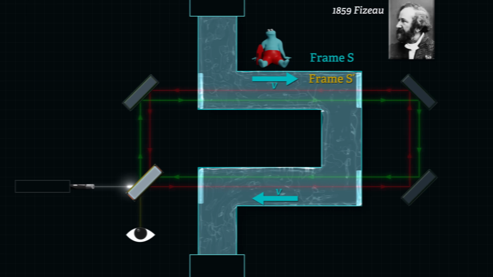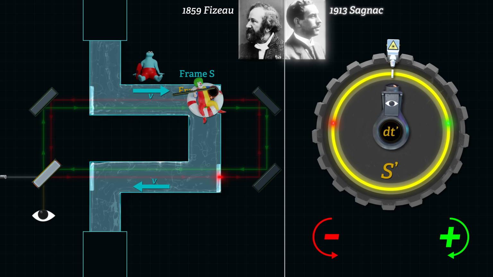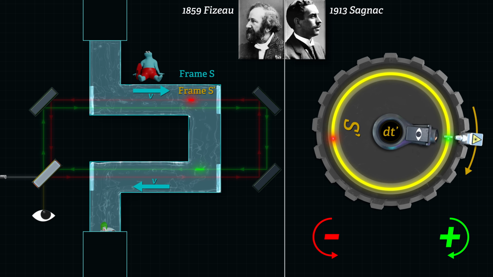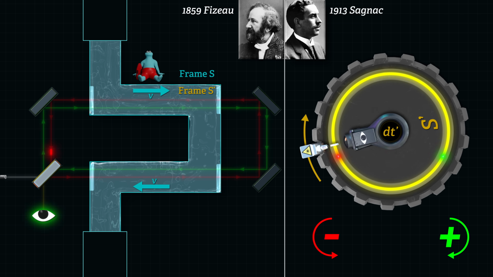So why do you think this happens? What's the reason for the slowing of light at the molecular or atomic level? A careful look at the results produced by the 1859 Fizeau and 1913 Sagnac experiments will help us understand why light travels more slowly through refractive media, and will shed light on a possible molecular mechanism for the slowing.